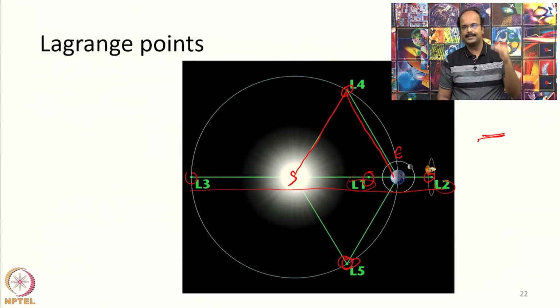Among these 5 points, L1, L2, L3 are relatively unstable points. If you place some object there, very easily it will move out of that particular point. So we have to provide some force to keep it there. These points are unstable, but L4 and L5 are highly stable points. If you place certain objects there, they will remain there.